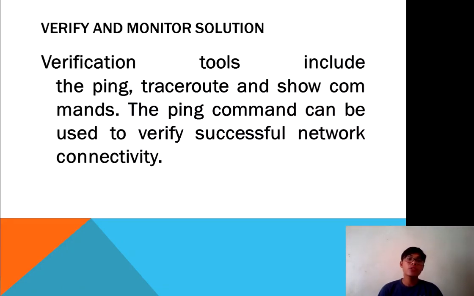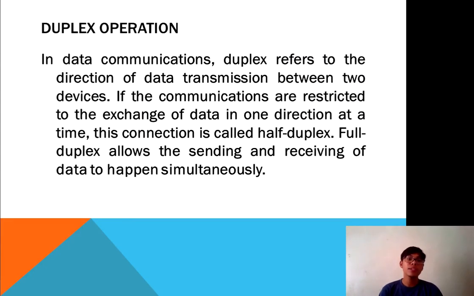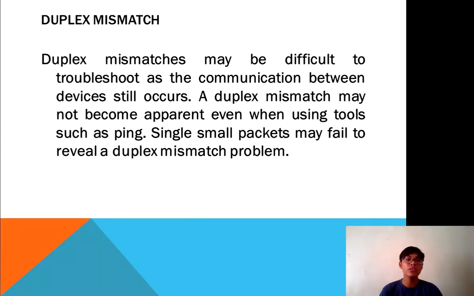Verify the solution. Verification tools include ping, traceroute, and show commands. The ping command can be used to verify successful network connectivity. Duplex operation: in data communication, duplex refers to the direction of data transmission between two devices. Communications restricted to the exchange of data in one direction at a time is called half duplex. Full duplex allows the sending and receiving of data to happen simultaneously.